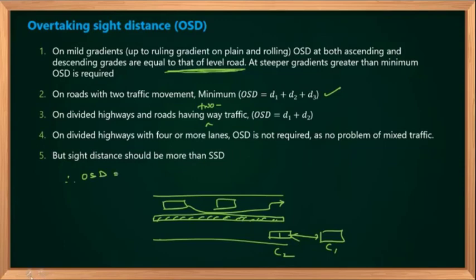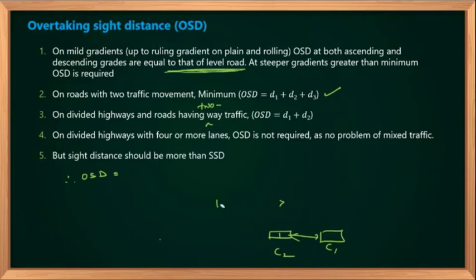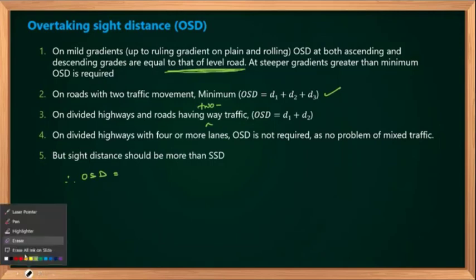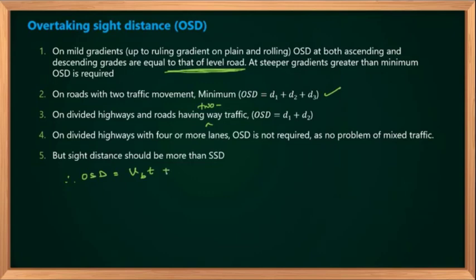OSD is equal to VB into small t plus 2s plus VB into capital T plus VC into capital T. Correct? So everything is in meter per second squared. For all, T is equal to root of 4s by A.